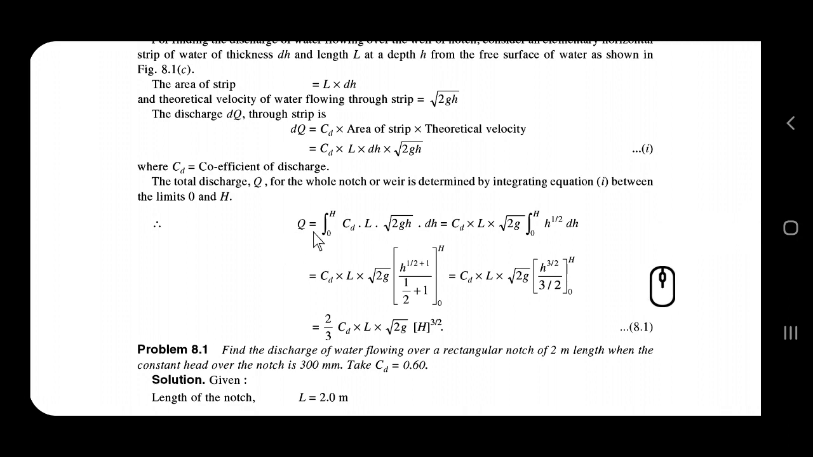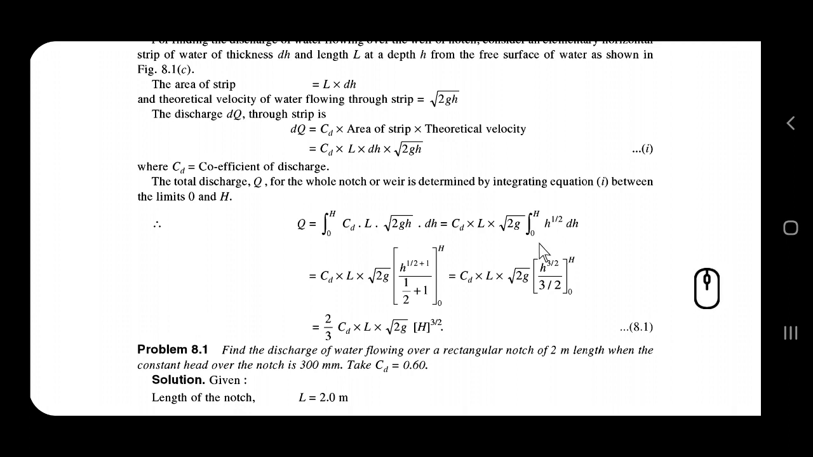So capital Q is equal to the integral from 0 to capital H of Cd into L into root 2gh into dh. We take all the constants outside the integral, that is Cd into capital L into root 2g into the integral from 0 to capital H of small h raised to half, since here we have root 2gh. Root 2g is constant, but root h is a variable that we can write as h raised to half, into dh.